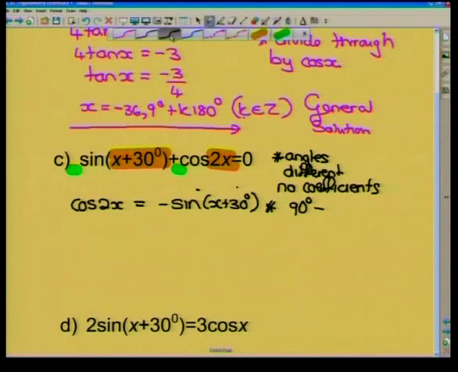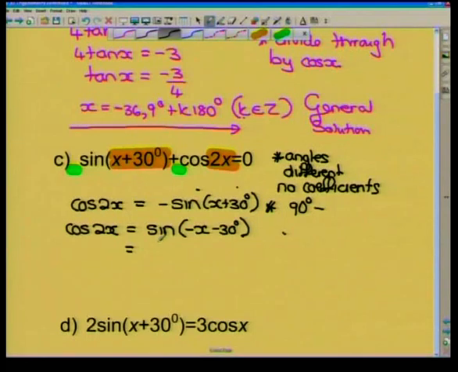Right, let's go back to the question. Right, so as I've said to you, we can now go cos 2x equals, and this can become sine, and we can bring this negative into the bracket. So it's minus x minus 30 degrees. Great. Now the negative is no longer a problem.